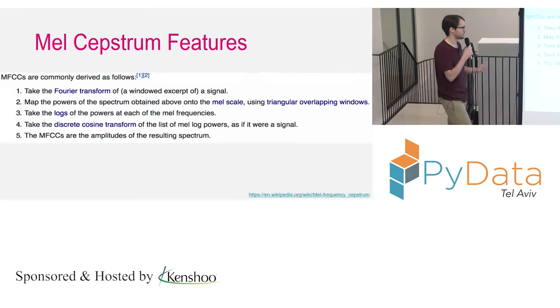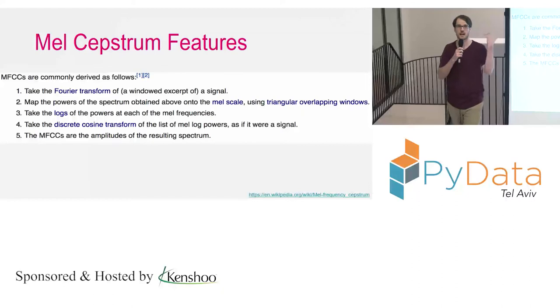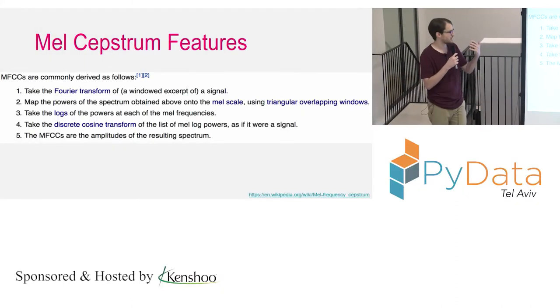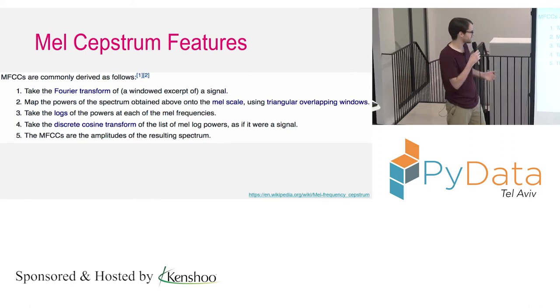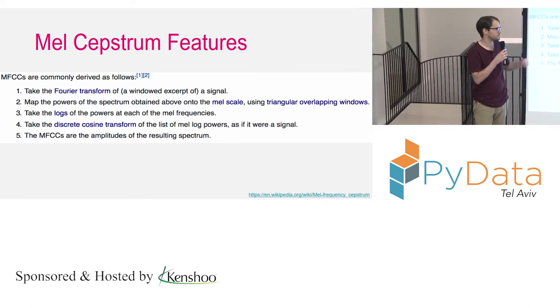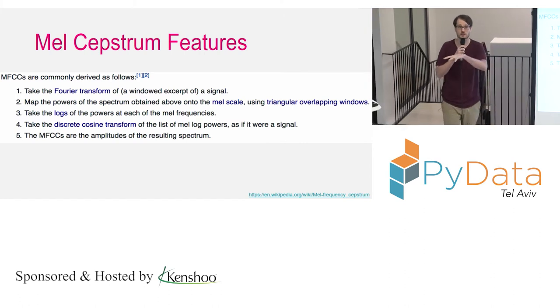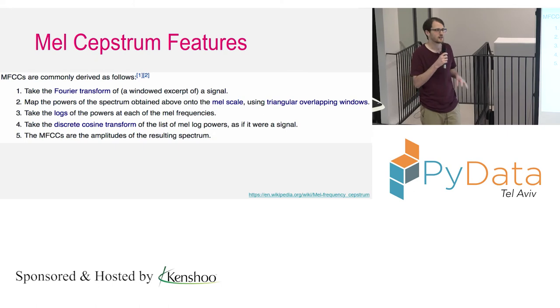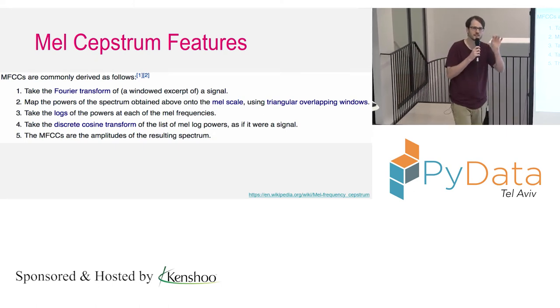How does it go? The first stage is to take the Fourier transform of the signal. Basically, I have an audio signal, I do the Fourier transform and get the frequencies. The second part is I map the powers to the Mel scale. This is basically a monotone transformation. It's not really interesting. What it does is move the units of the signal closer to the range of the human voice, but we can ignore it for now because it's not really interesting.